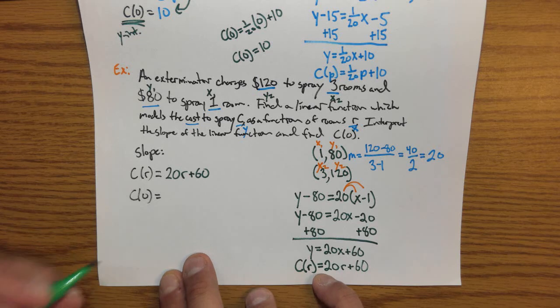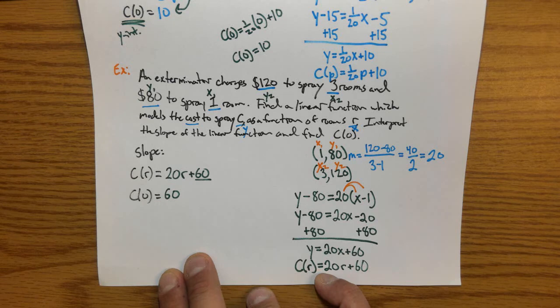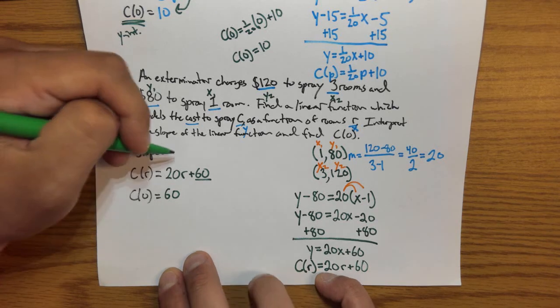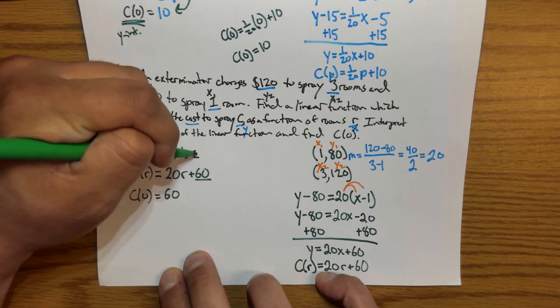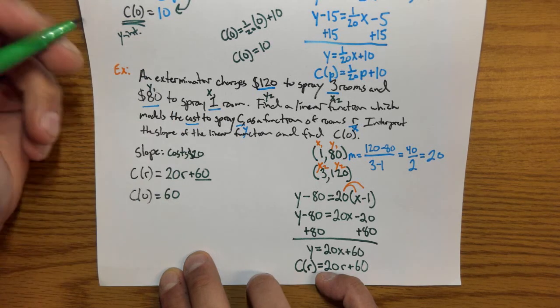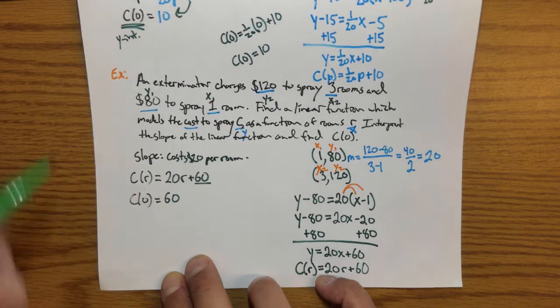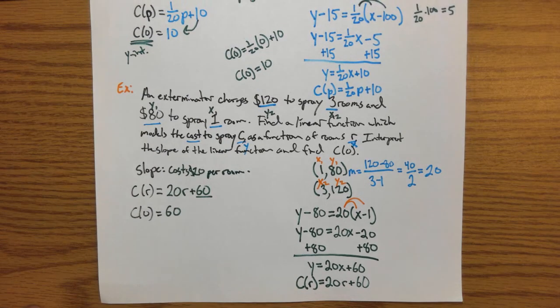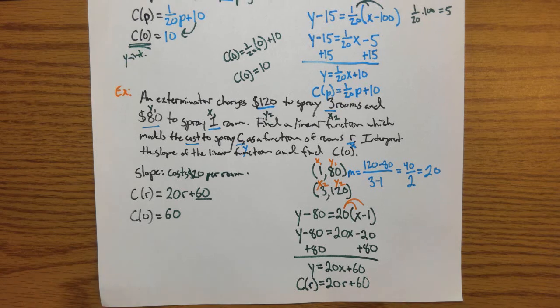So C of 0 we know to be just 60. And the slope, costs $20 per room. Awesome. So I didn't ask you guys to interpret C of 0, but what is C of 0?